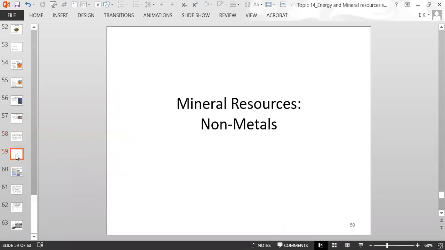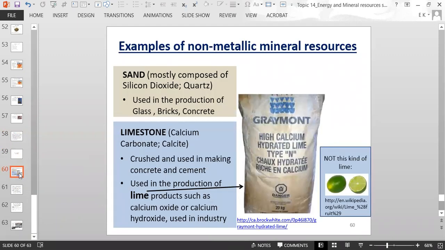Then we have the mineral resources that are non-metals. So here are some examples. You have sand. Sand is mostly silicon dioxide or quartz. It's used in the production of glass, bricks, and concrete. Then we have limestone, which is calcium carbonate or calcite. And if you crush limestone, it can be used to make concrete and cement. Limestone is also used in the production of lime. Lime is calcium oxide or calcium hydroxide, and you use that in different industries.